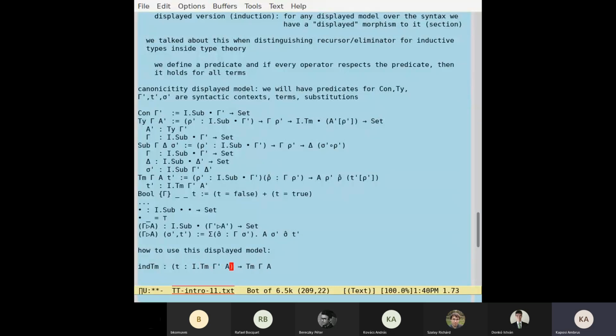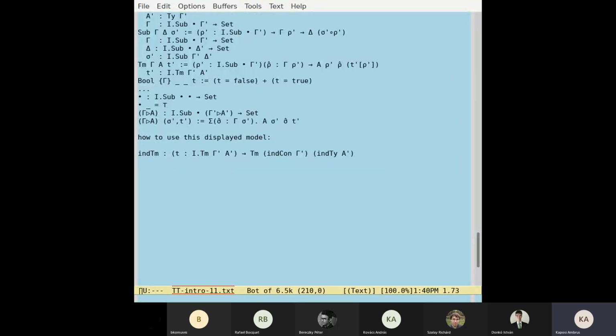Let's call this from gamma prime and A prime. I also have induction on contexts, applied to gamma prime, and induction on types, applied to A prime. This will be the induction for terms, but let's see a special case. What happens if I start with the empty context and bool? Then the induction on the empty context will return this one, so I just write empty here, which is now this thing.